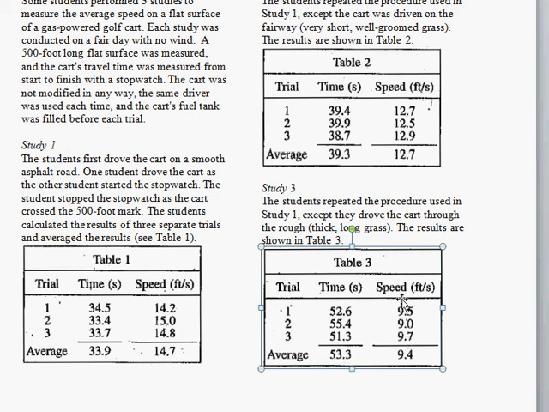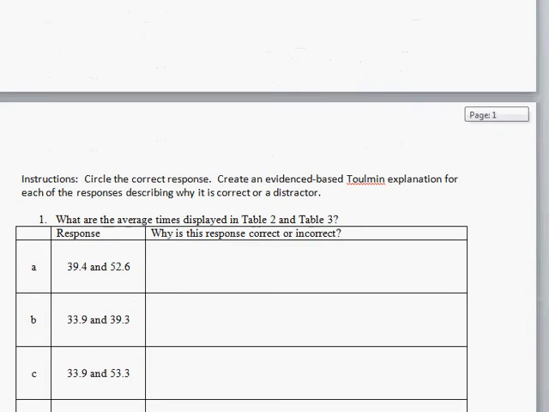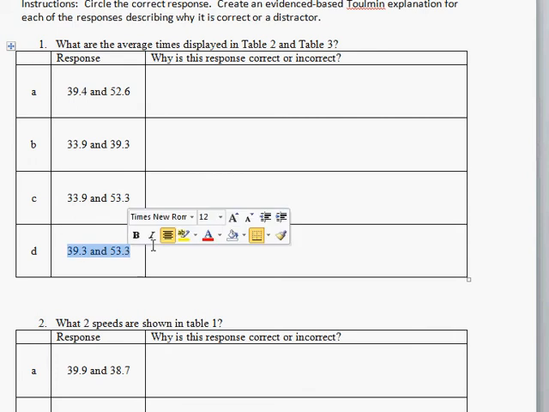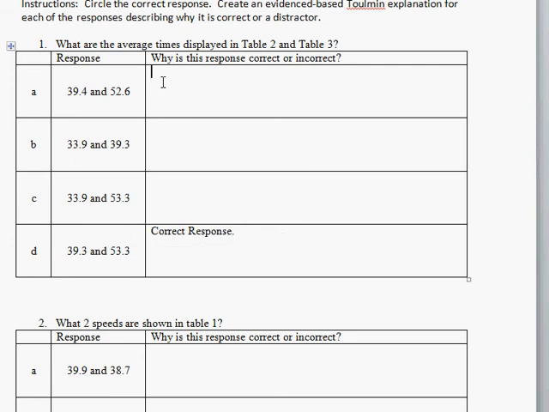Notice this column is speed. The question asks for time. Speed and time are not the same thing. So we're not looking at speed, we are looking at time. Alright, so 39.3 and 53.3. So I'm going to go and find that, 39.3 and 53.3. That is this one right here. So this is the correct response, which means these are all distractors.